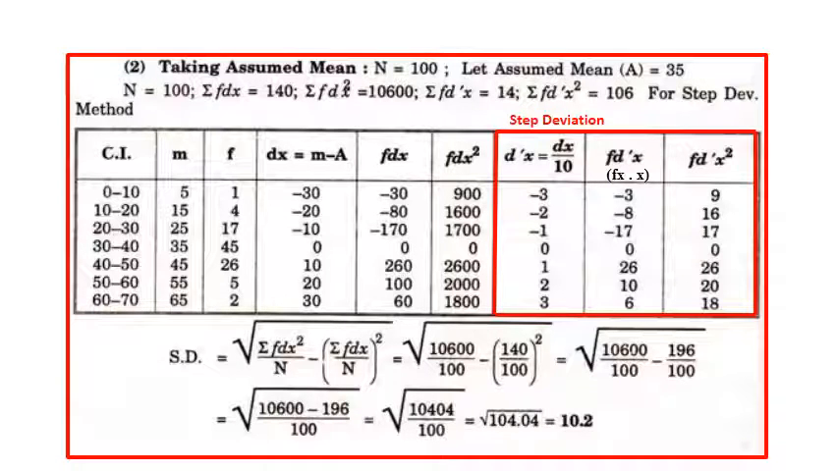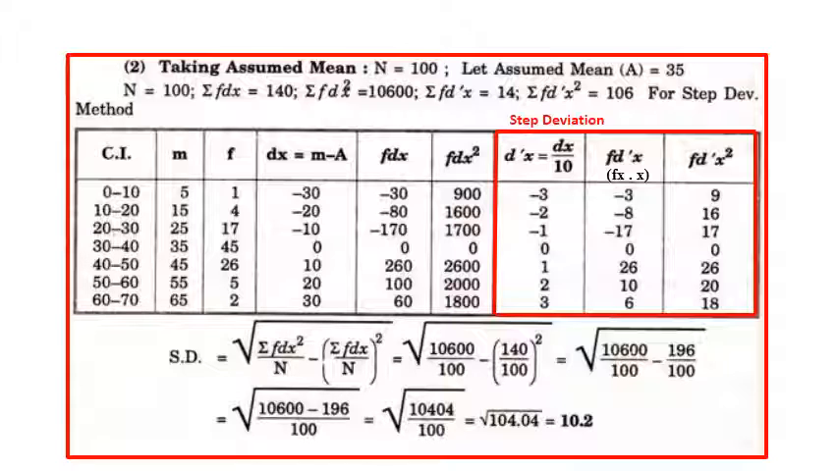Now you can see this red box. This is where you are going to use the step deviation method. How will you use the step deviation method? Let us see. After the calculation of dx, you have to calculate dx dash. What is dx dash? Dx divided by c, where c is common. If there is a possibility of taking a common value, then you can go for the step deviation method.